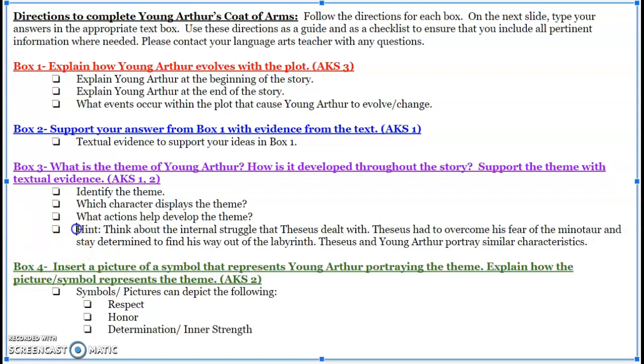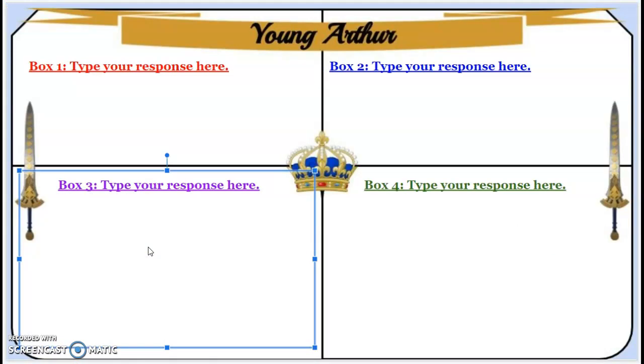And then we have a little hint for you. The hint goes along with Theseus, okay? We are not writing about Theseus. We are writing about young Arthur. But this will definitely help because we read about Theseus and the Minotaur last week. Think about the internal struggle that Theseus dealt with. Theseus had to overcome his fear of the Minotaur and stay determined to find his way out of the labyrinth. Theseus and young Arthur portray similar characteristics. Young Arthur had to stay determined, okay, for a specific reason. So if you want to make your theme for young Arthur determination and inner strength, definitely do so, okay? And then when you're ready and have your response, you're going to type it in box 3.